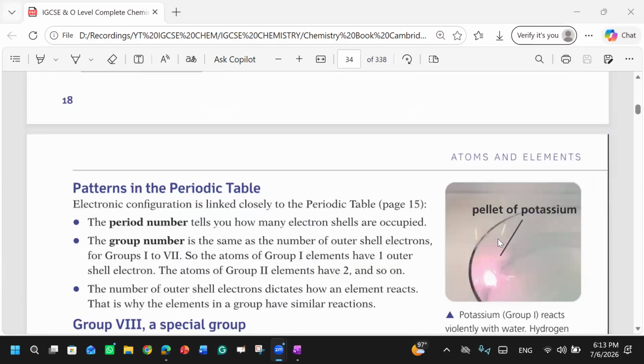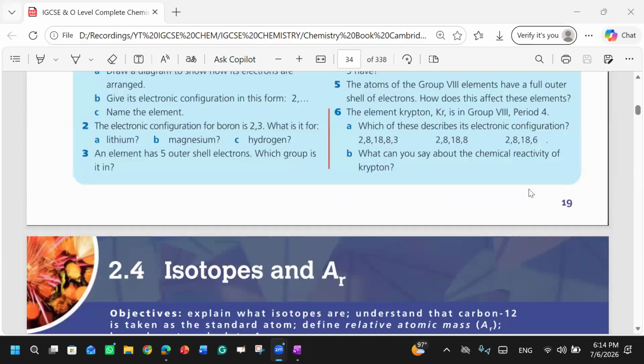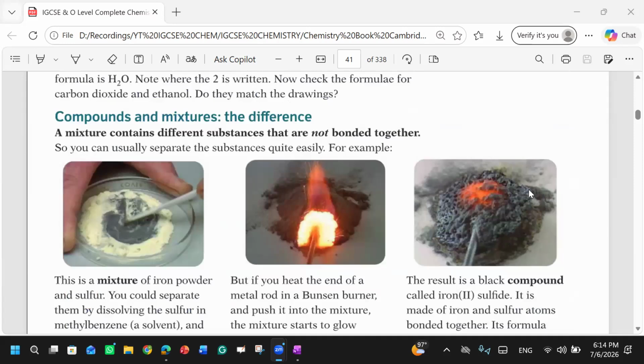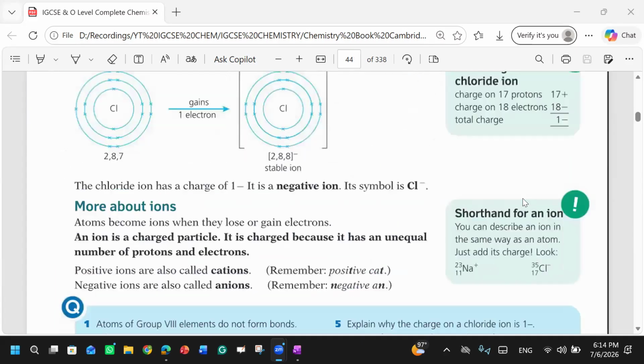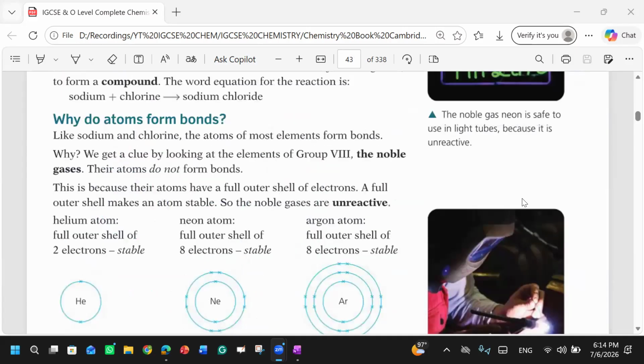This one, helium, neon. So this you can use in the light bulbs. Why can we use it? Because it is not reactive. Otherwise, what will happen if it reacts with the light bulb? What will happen? Maybe it can blast or burn. Yeah, exactly.